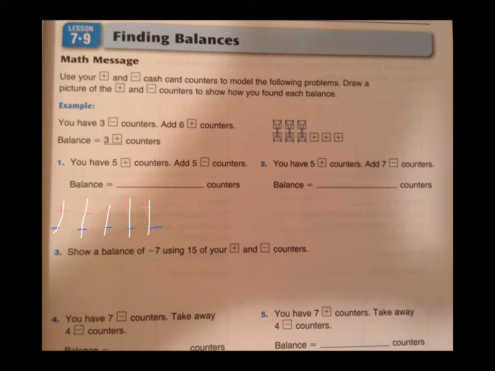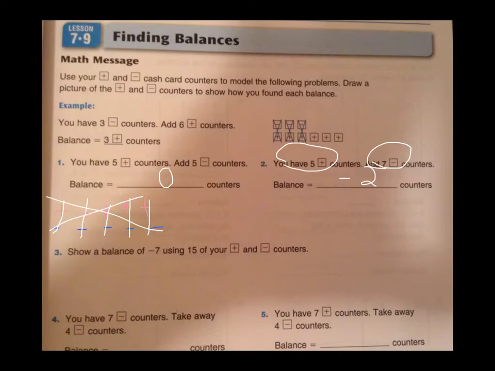So what are you left with? Nothing. So your balance would be 0. Okay, let's try this one. You have +5 and -7. What are you going to be left with? Well, because the negative is a bigger number, you know it's going to be a negative number. And then what's the difference between 5 and 7? 2. There it is. Okay, go ahead and try the rest of them.